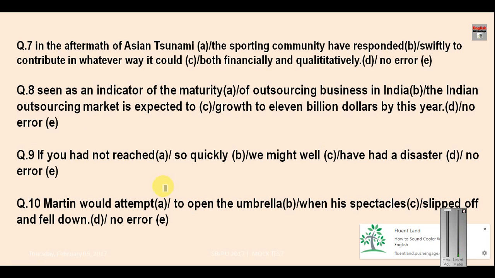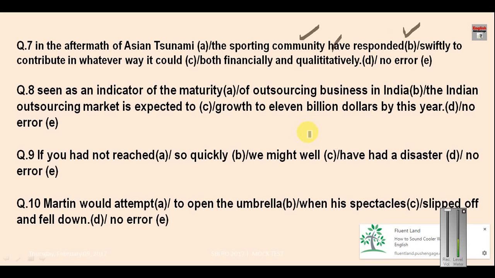Now let us see the next set of questions. In the aftermath of Asian tsunami, the sporting community have responded. In this sentence, community being singular, it will be followed by has. So in this sentence, this helping verb is wrong, because this community is singular. So here you must use has in place of have, and your answer here will be B. Now let us see the next question number 8.